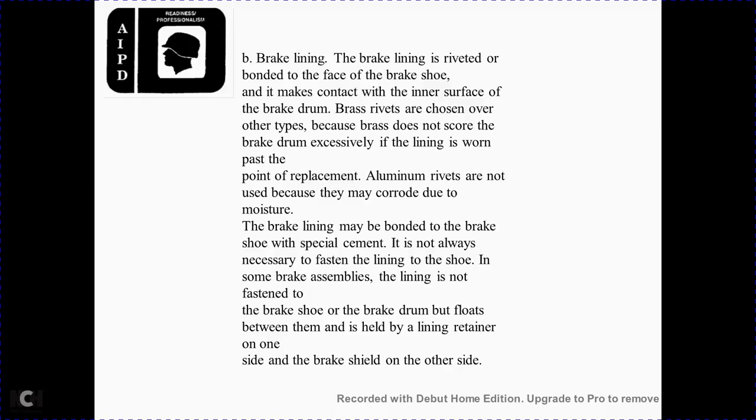The excess lining is worn away. Plastic replacement rivets and aluminum rivets are not used because they corrode due to moisture. Brake lining may be bonded to the brake shoe with a special cement, and it is not always necessary to fasten the lining to the shoe. In some brake assemblies the lining is not fastened to the brake shoe but floats on it and is held with a lining retainer on one side and the brake shoe on the other side.